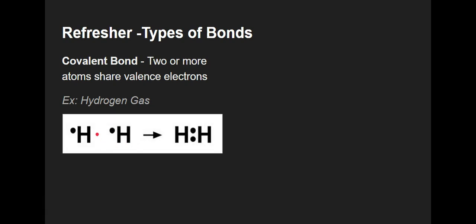Right here, when we start out, we have these two hydrogen atoms. Each of them has its own valence electron, just one. And when they come together, because each hydrogen atom can fit up to two valence electrons in its outermost shell, now each of them has a full outermost shell, and the sharing of electrons is going to keep them bonded together. So this is a covalent bond.